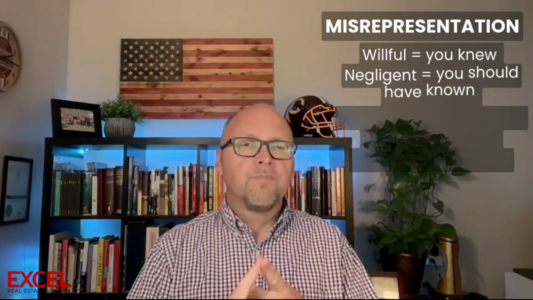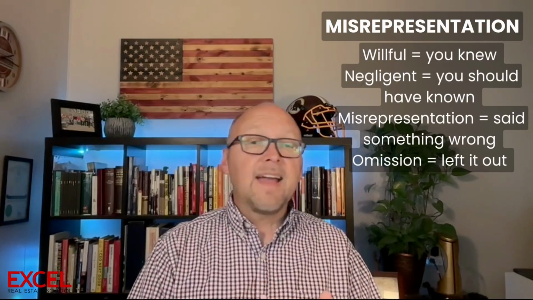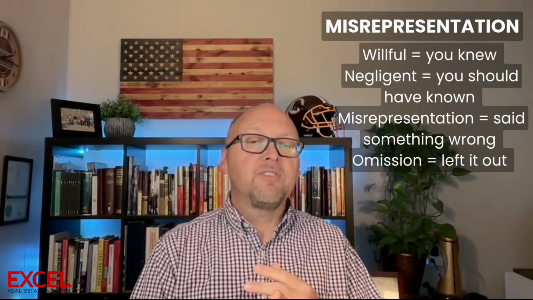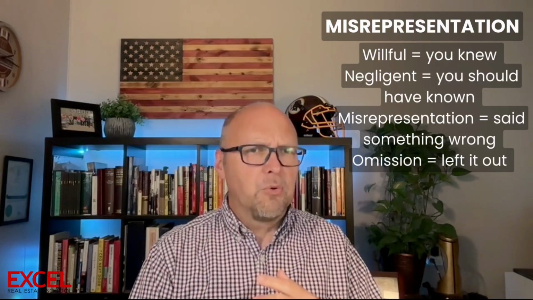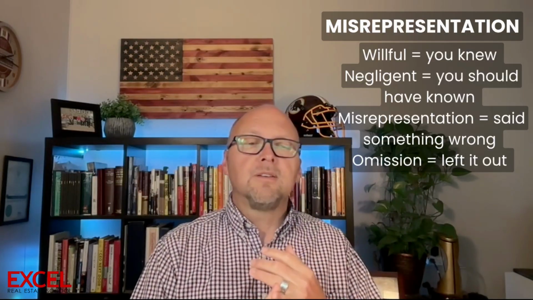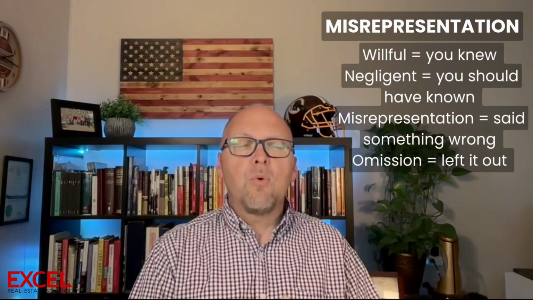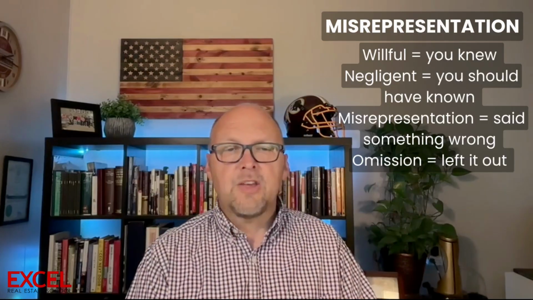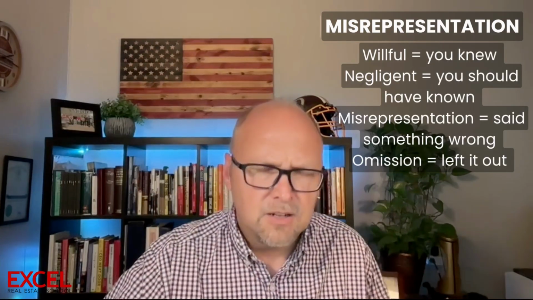So an easy way to remember these 4: willful, you knew. Negligent, you should have known. Misrepresentation, you said something that was wrong. Omission is left out. And I would say the worst one of these would be willful misrepresentation, because you lied.